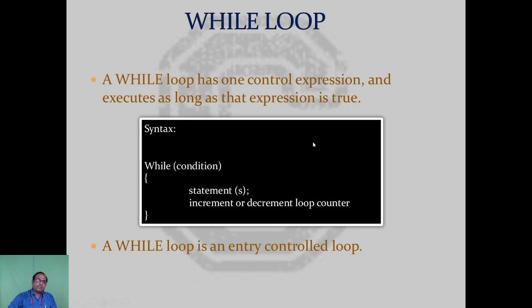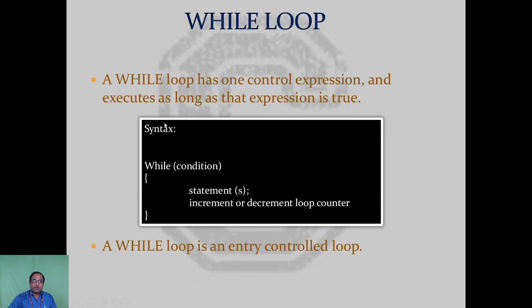Next we are going to see decision making statements in looping. There are three important loops. The first one is the while loop, the second one is the do while loop, and the last one is the for loop. The while loop has one control expression, and it executes as long as that expression is true. Till the condition is satisfied, the particular statement will be executed.